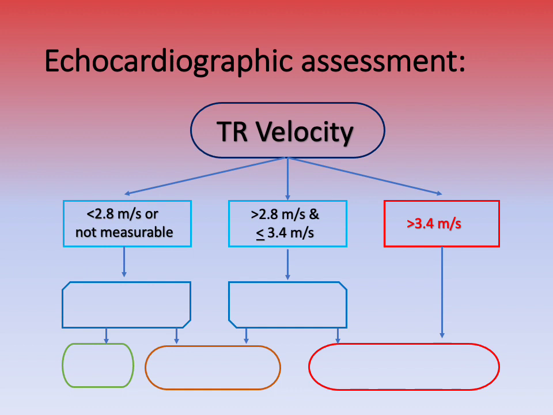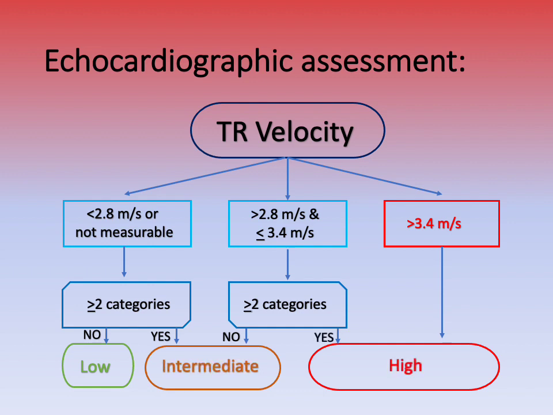In the first category, if TRV is less than 2.8 or not measurable and 2 or more echo categories are not present, then this is assigned into a low probability. If 2 or more categories are present, then this is assigned into intermediate probability. If tricuspid regurgitation velocity is more than 2.8 but less than 3.4 and 2 or more echo categories are absent, then this is assigned into intermediate probability. But if 2 or more categories are present, then this is assigned into a high probability.